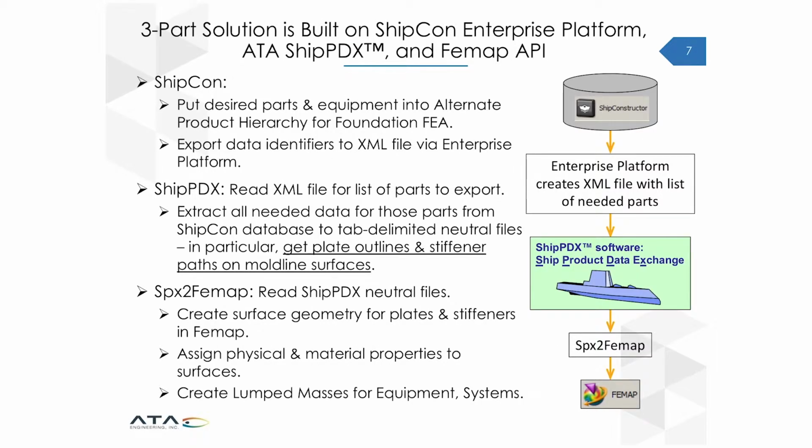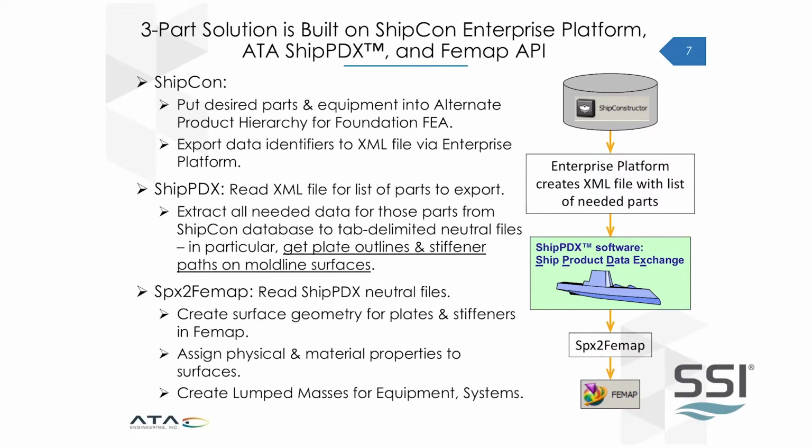So kind of the technical details of what we come up with, it's basically a three-part solution. So the first part of this is obviously ShipConstructor. So to figure out essentially what you want to analyze, you create an alternate product hierarchy. These contain all the parts that you're intending to analyze. And then from there, you use EnterprisePlatform to export that information into an XML file. And this XML file has basically the unique identifiers for all the parts that are included in that assembly. And then from there, it gets passed on to the first part of this, which is called ShipPDX.